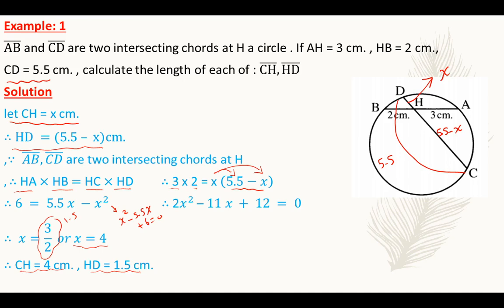But we can't say that HD equals 4 centimeters and CH equals 1.5, because the geometric shape tells us that HD is smaller than HC. Okay? This is a tough example. You have to solve it again by yourself.